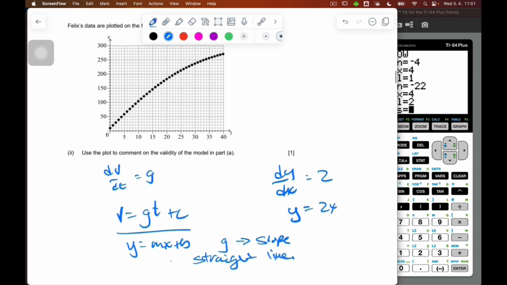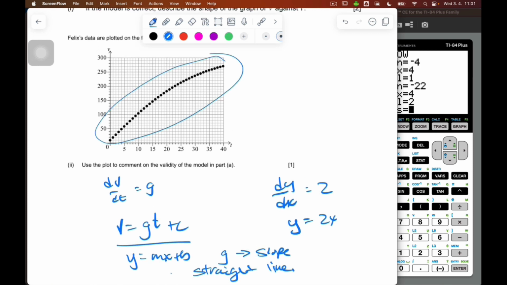When I look at the graph here, this does not look like a straight line. So not valid, as it is not a straight line. So it does not appear to be valid.